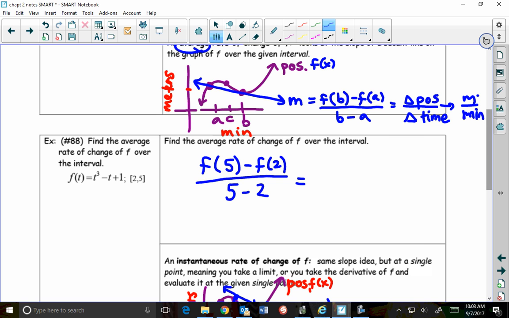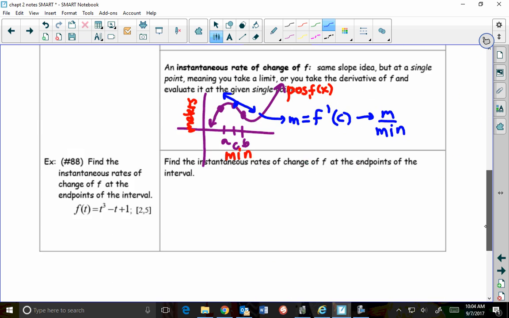What is f of 5? What's f of 2? 7 over 3. Could I leave that as my answer? Yes. I could leave that as my answer, but for now we're going to go ahead and reduce. What is it? 38. So if it was, again, minutes and meters, I would label this meters per minute, right? So the labeling would still be the same.